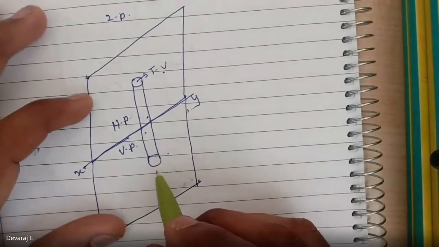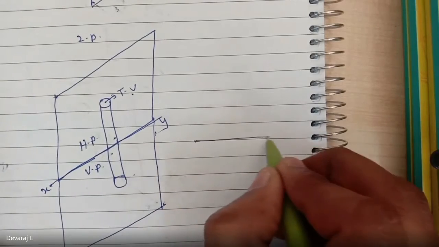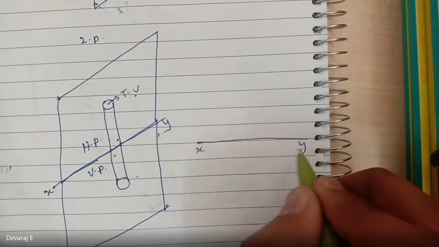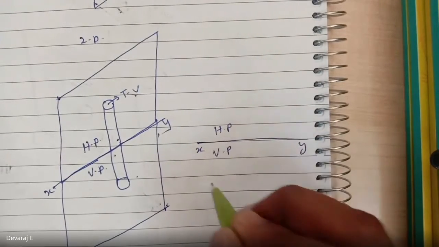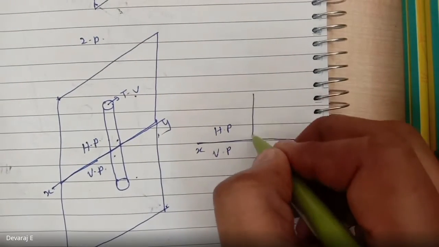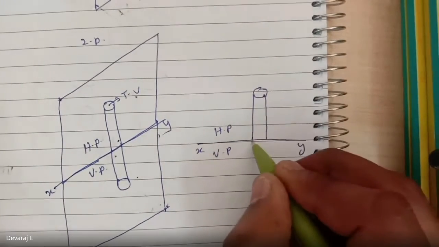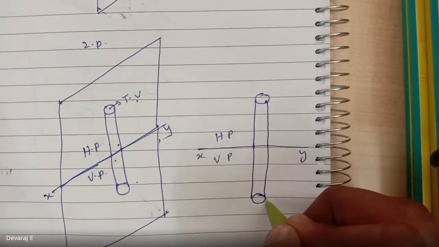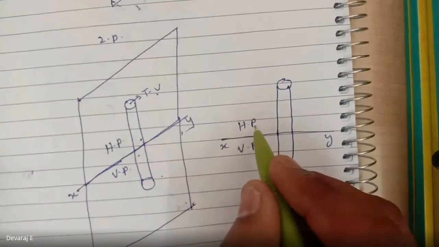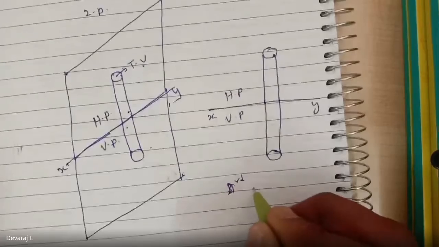So this is your third quadrant. If you see in the 2D view, the XY line, HP will be on the top, VP will be in the down. So these are the projectors. This will be your top view, and this will be your front view. So everyone is clear with this? Yes, sir. Any doubt? So this is your third quadrant system.